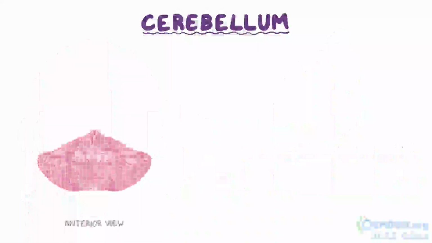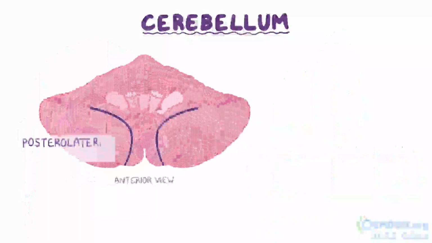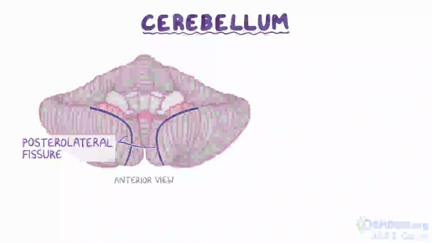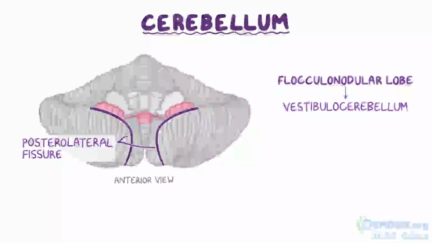Looking at the cerebellum from an anterior view, the posterior lobe is bounded by the posterolateral fissure. This fissure separates the posterior lobe from the third lobe of the cerebellum, called the flocculonodular lobe, or functionally referred to as the vestibulocerebellum. The flocculonodular lobe is responsible for the maintenance of posture and balance.